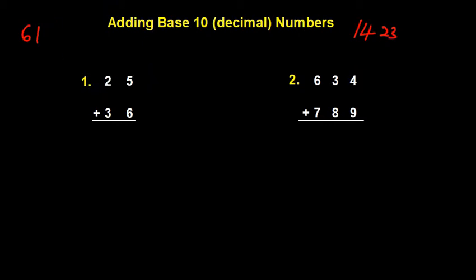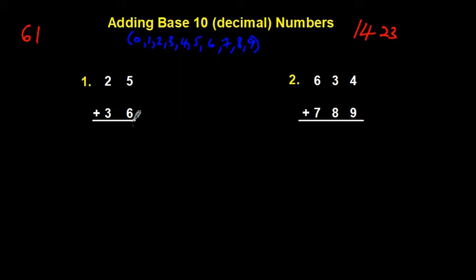Remember that the digits in base 10 range from 0 to 9. So those digits are 0, 1, 2, 3, 4, 5, 6, 7, 8, 9. Those are all the digits of base 10. Alright, let's go into the addition now.